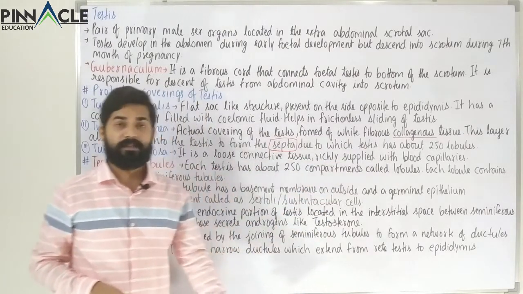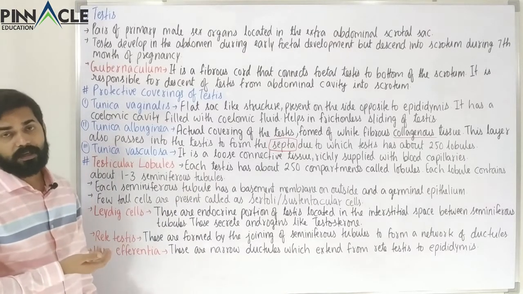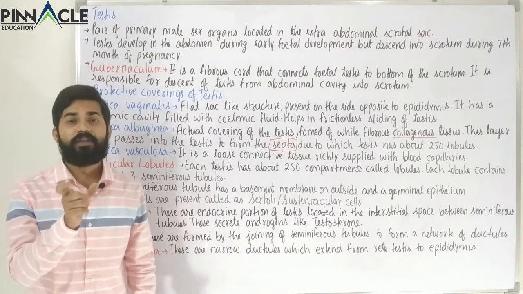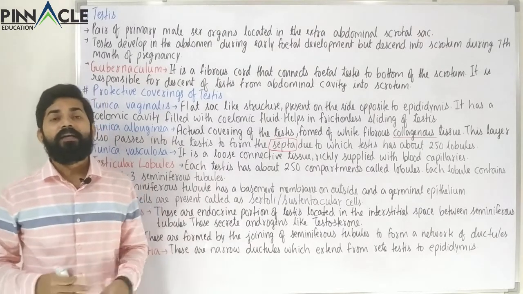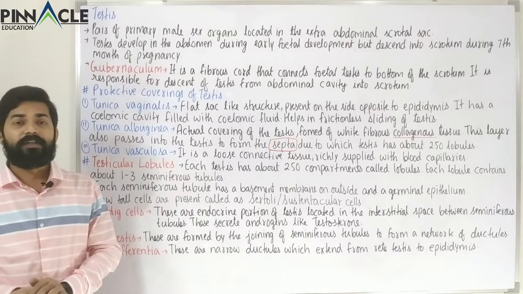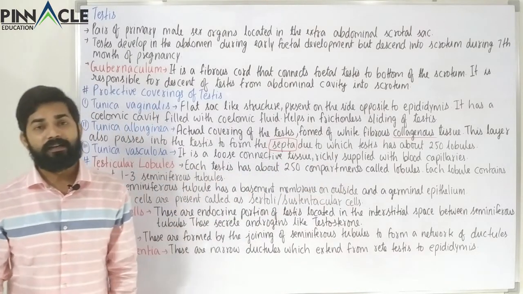And now we come to the innermost, and that is the tunica vasculosa. Obviously when the word vascular or vasculosa comes, it means that there would be blood supply. So it is a very loose connective tissue, and it is richly supplied with blood capillaries, that is blood vessels.